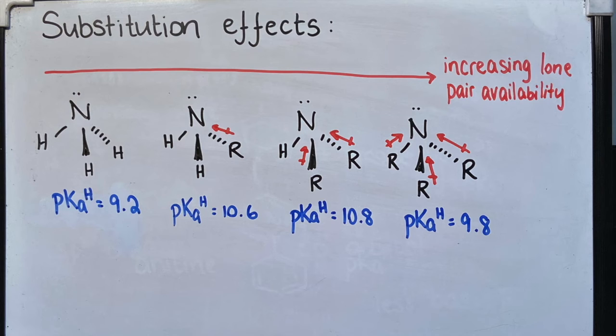By increasing substitution, electron density on nitrogen increases due to inductive electron donating effects from the alkyl groups. This means the nitrogen lone pair is more available, so basicity should increase as substitution increases. But we must also consider the stabilization of the conjugate acid due to solvation in the water.